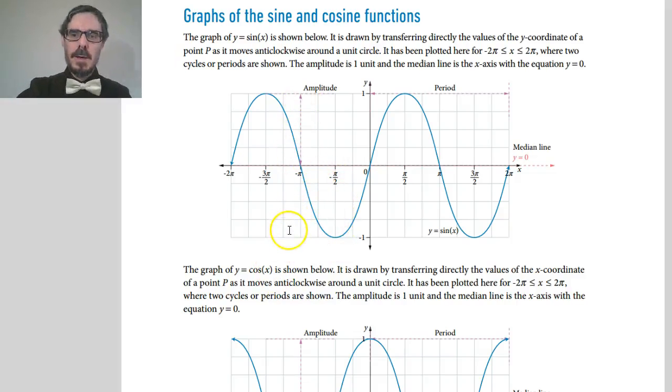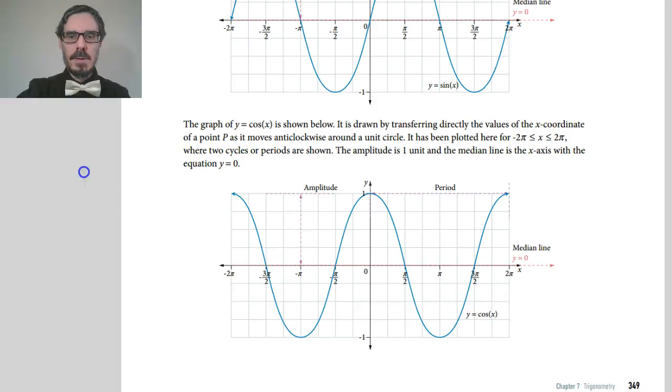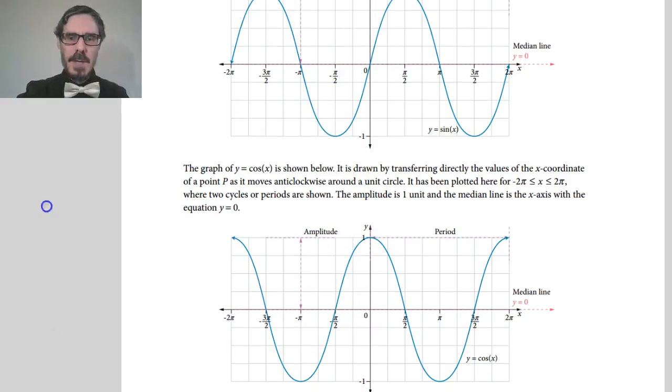So that's sine, and here's cos. The only real difference, I want to see if I can fit them both on the same screen, almost. Sine starts at 0, cos starts at 1. Remember, on the unit circle, the vertical coordinate starts at 0 at angle 0, but the horizontal coordinate starts at 1 at angle 0. Otherwise, they're actually the same.